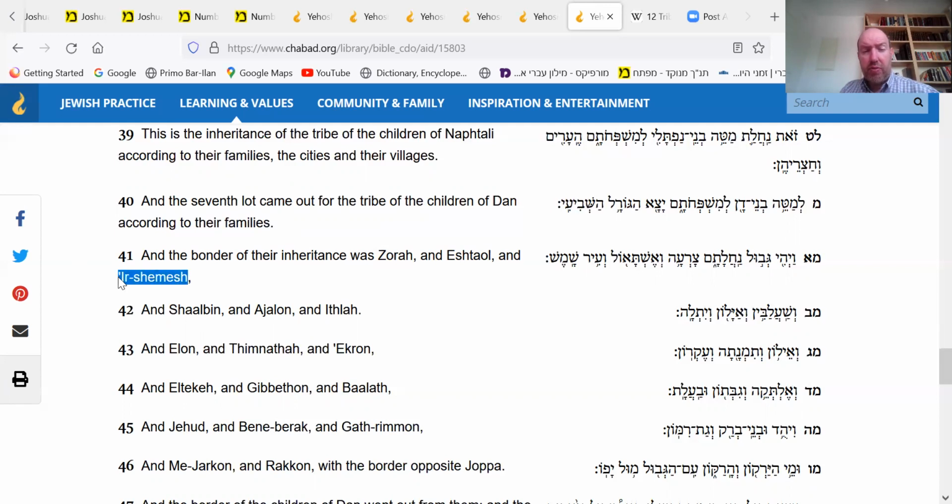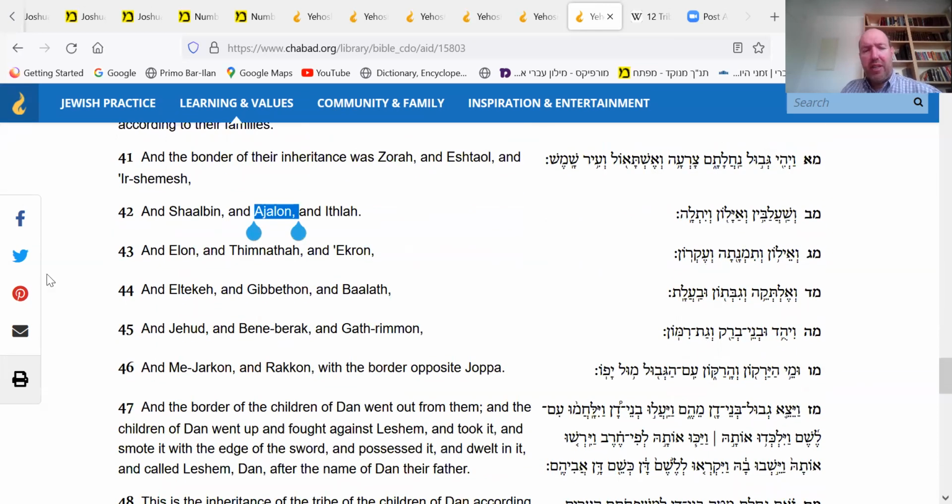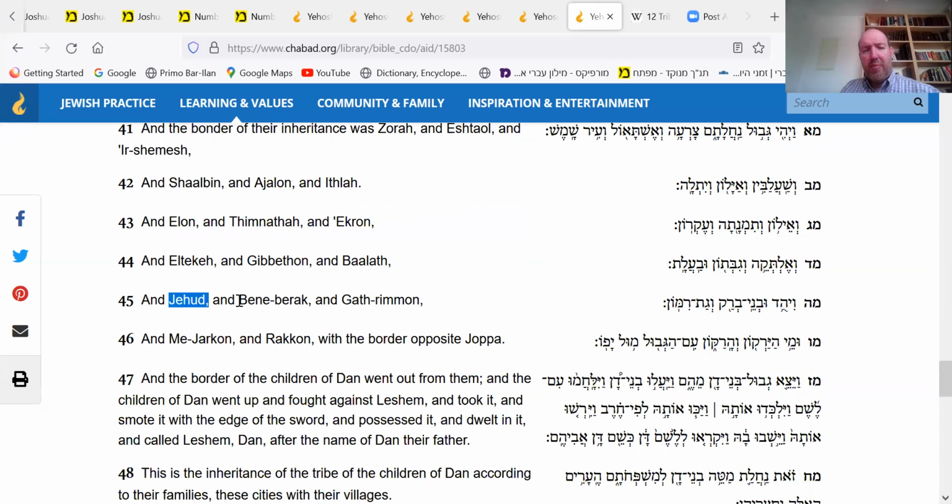Ir Shemesh, according to some scholars, refers to what is Beit Shemesh today. Other names that you might recognize: Shalabim, Ayalon, it's the name of the highway, Ekron, etc. We move closer to our area, around the Bar Ilan area as well. Yehud, Bnei Brak, Gat Rimon, and we also get to Mei Yarkon. Yarkon is a river that flows into northern Tel Aviv, into the sea, from the area further inland, through Petach Tikva and further east, and then we go all the way with the border till Joppa, which is of course Yafo, not mentioned often, but here this is Tel Aviv Yafo. That was part of the Dan area.